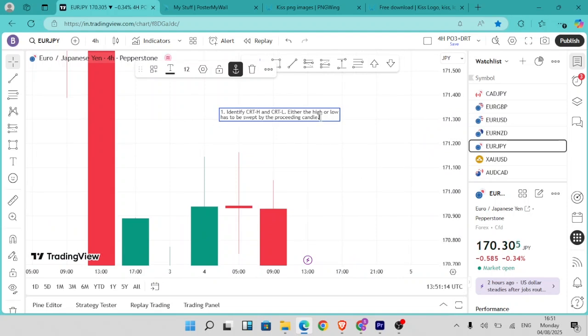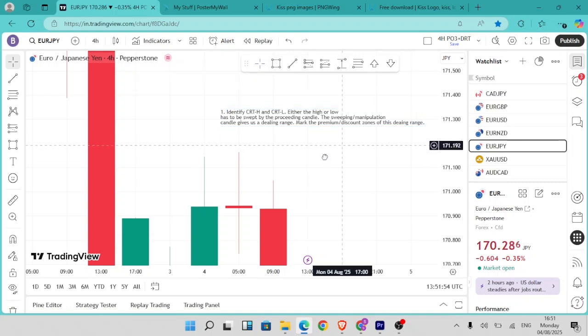So after identifying that, the sweeping slash manipulation candle gives us a dealing range that we will work with. Mark the premium and or slash discount zones of this dealing range. So that is the first step.